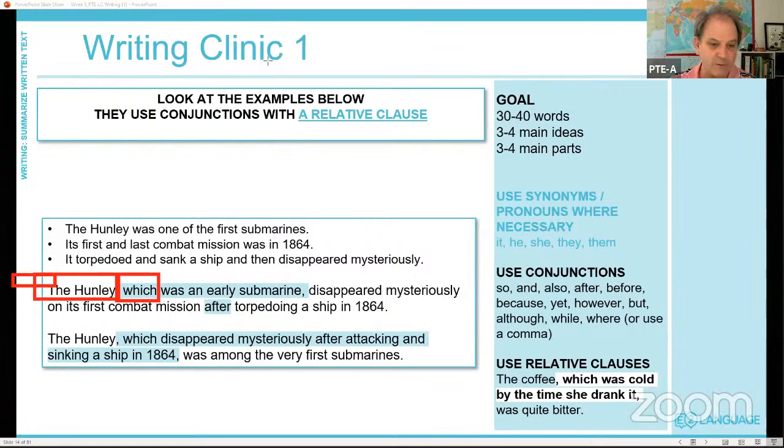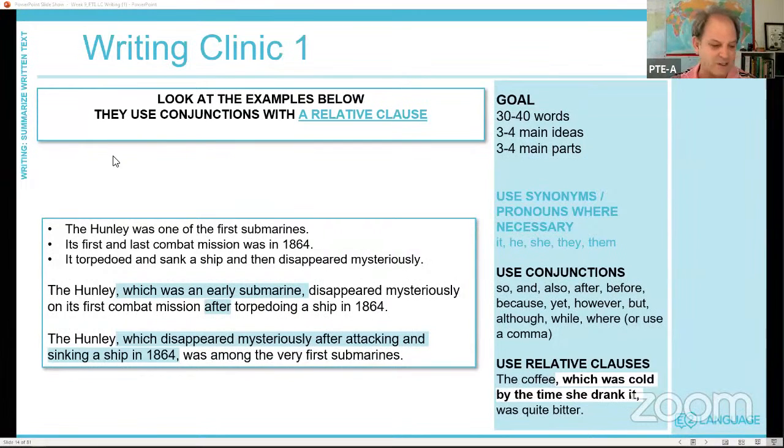Where it goes, of course, is in the second place in the sentence, because the which refers back to the subject. Oh, I need another arrow. Back to the subject, the Hunley. Yep. So which refers back to the Hunley. It is the relative pronoun. It replaces the word Hunley in the second time. And we separate it from the subject or the first clause by a comma and end it with a comma.